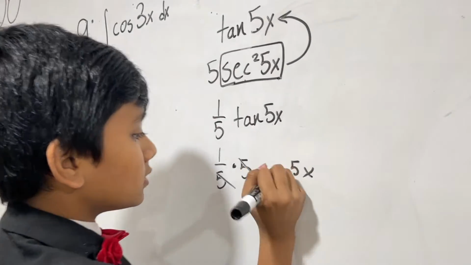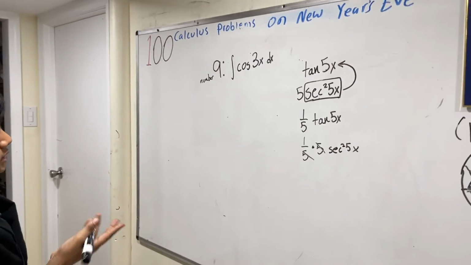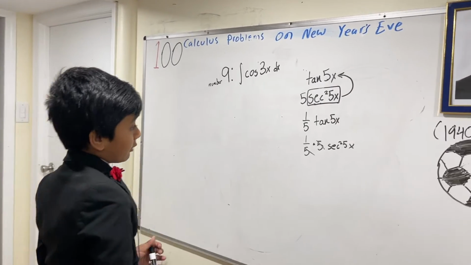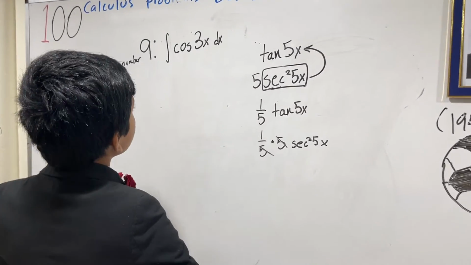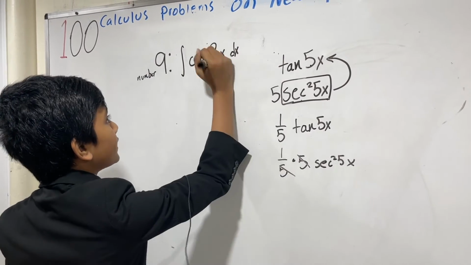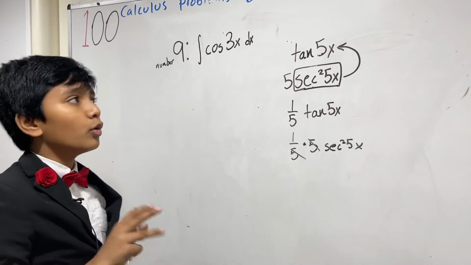So you kind of have to look out for this, because if you're taking an integral of some trigonometric function, then you probably want to put 1 over the derivative of what's inside that function before.